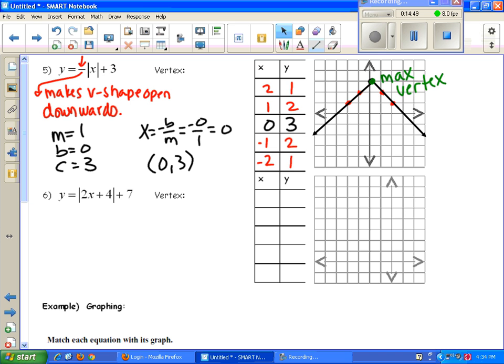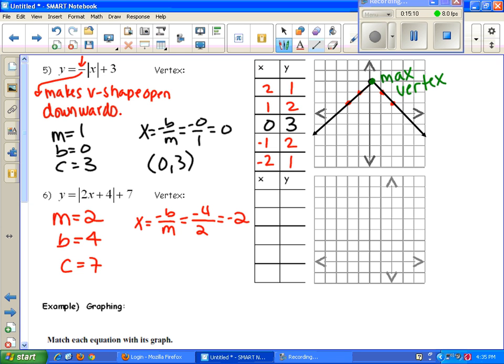And for the last equation, let's go ahead and do this one as well. So we have our m value is equal to 2, b is equal to 4, c is equal to 7. So the vertex x coordinate is negative b over m, which is equal to negative 4 over 2, which is negative 2. Now I'm going to make my vertex coordinates, negative 2 comma 7. So that's my vertex. So I'm going to put that on my chart here, negative 2, 7.